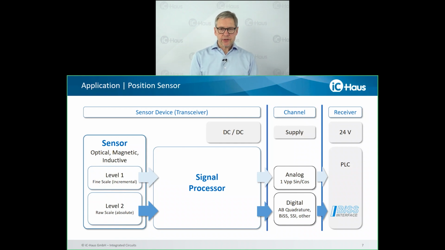However, for the connection, if you want to stay analog, you can do so. The chip I'm going to explain provides the necessary cable drivers. And certainly, for the digital output, the chip also offers the most typical interfaces of encoders, such as the AB quadrature, the SSI or BiSS interface.